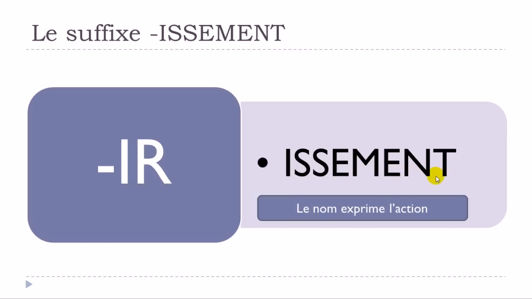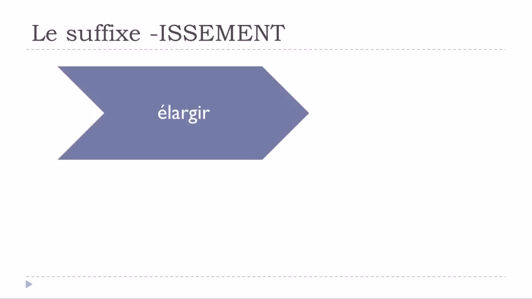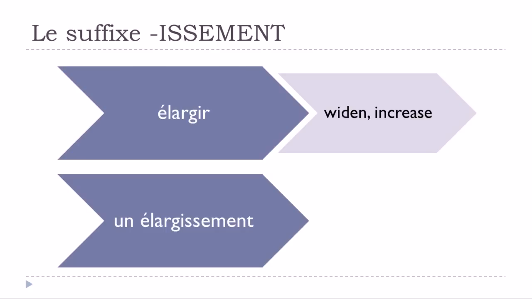The only thing to keep in mind is that, since it's possible to have different types of substantives based on verbs, in this case the noun must express the action. Let's see a few examples. The first one, élargir, and you can see the translation in English. Un élargissement. You take away the ending from the verb and replace it with issement, and you get un élargissement.